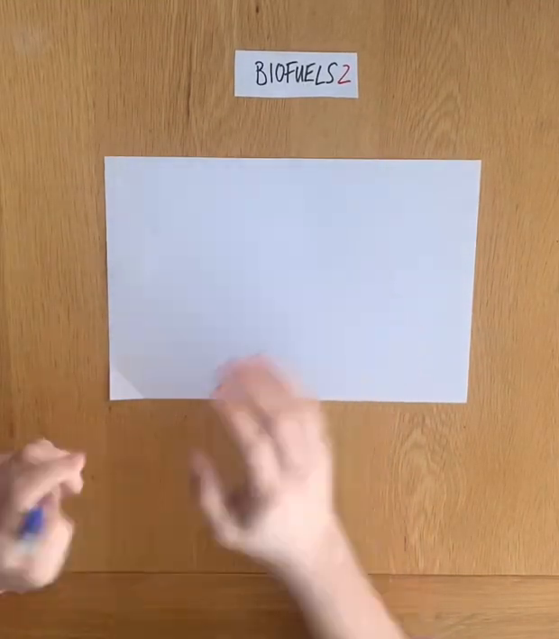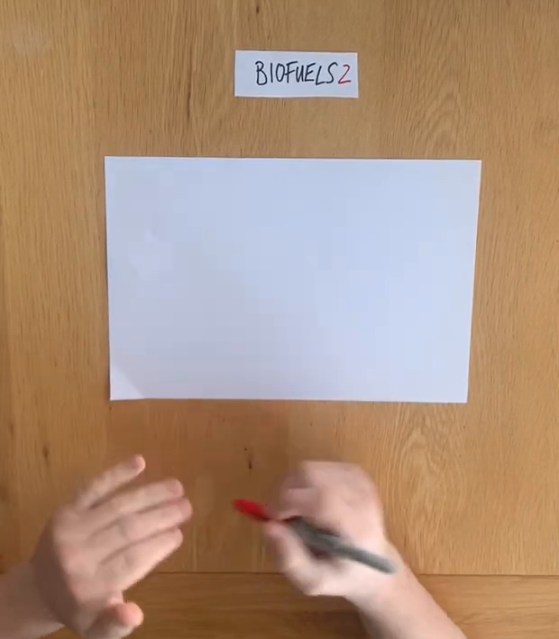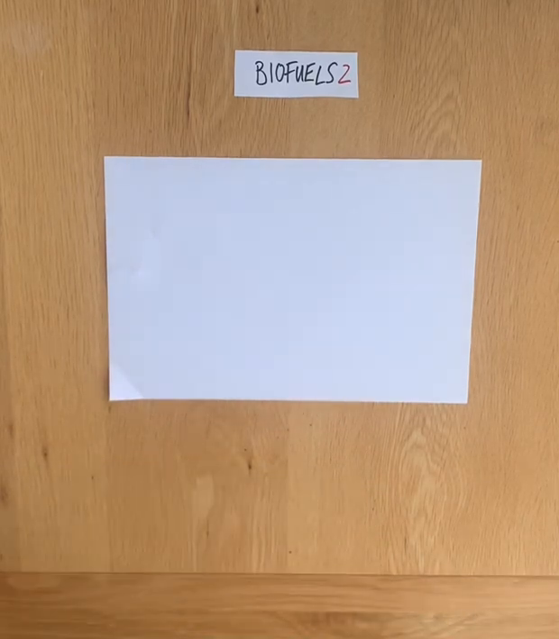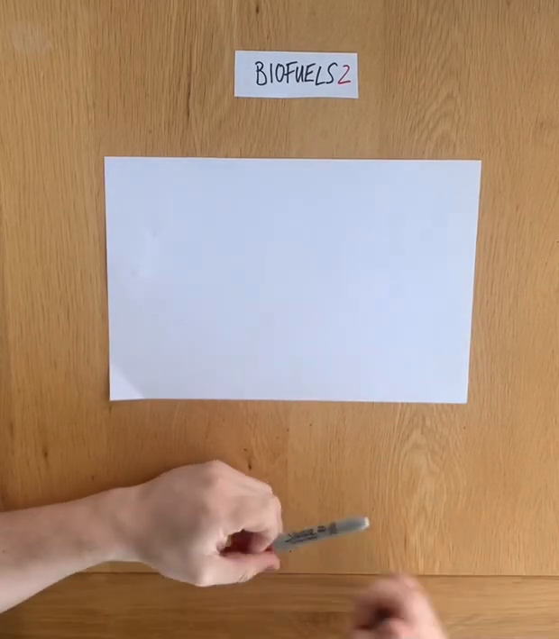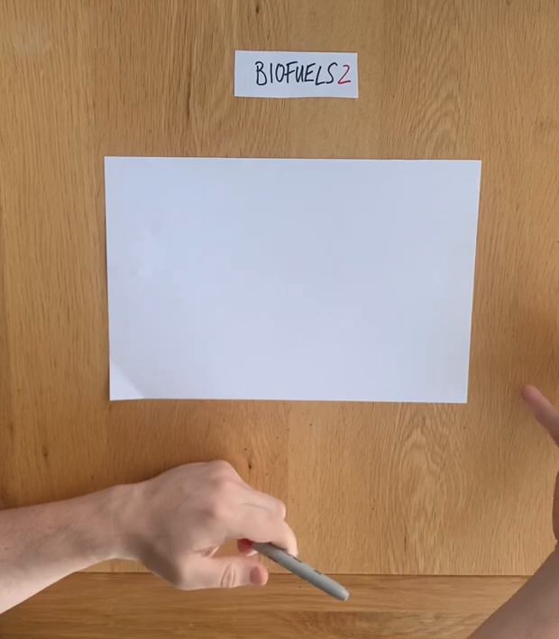Biofuels 2. So we looked at how ethanol can be produced from the fermentation and distillation of sugars produced by certain crops like sugar beet and sugar cane. There are other crops that can produce other fuels. Different fuels have different combustion properties.